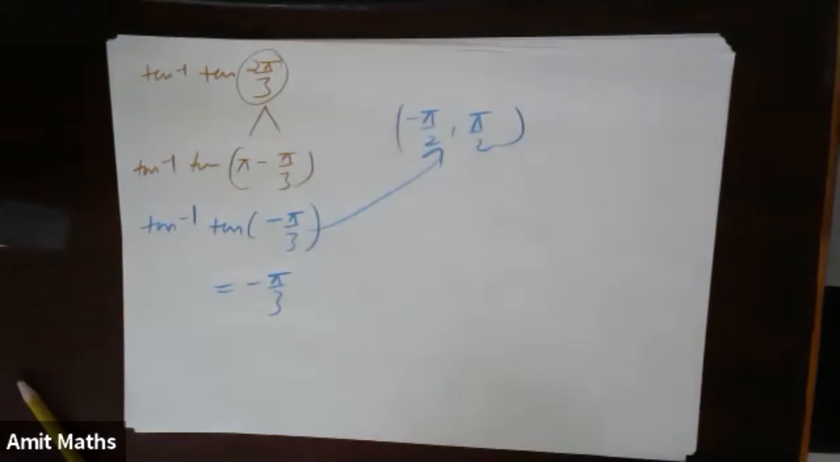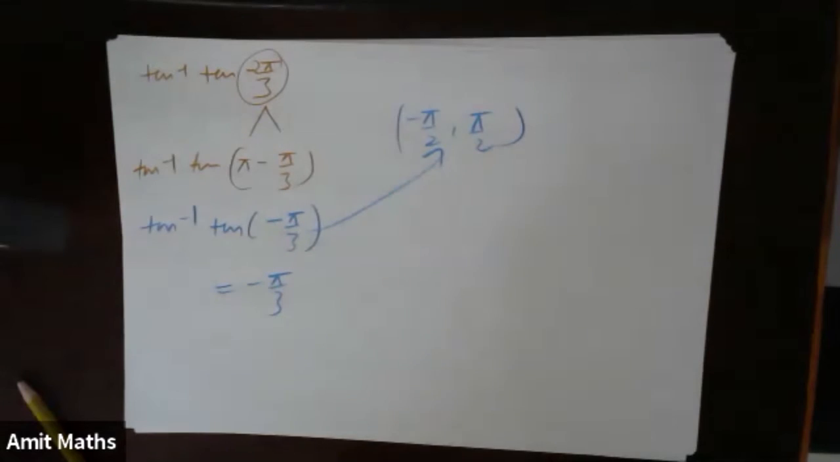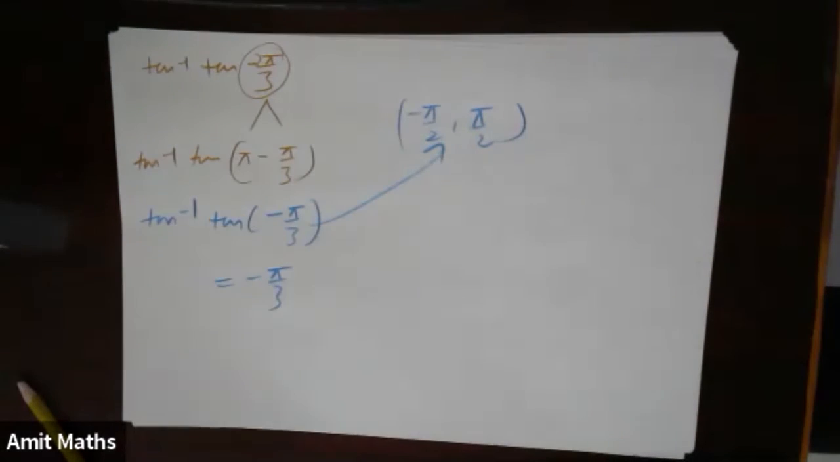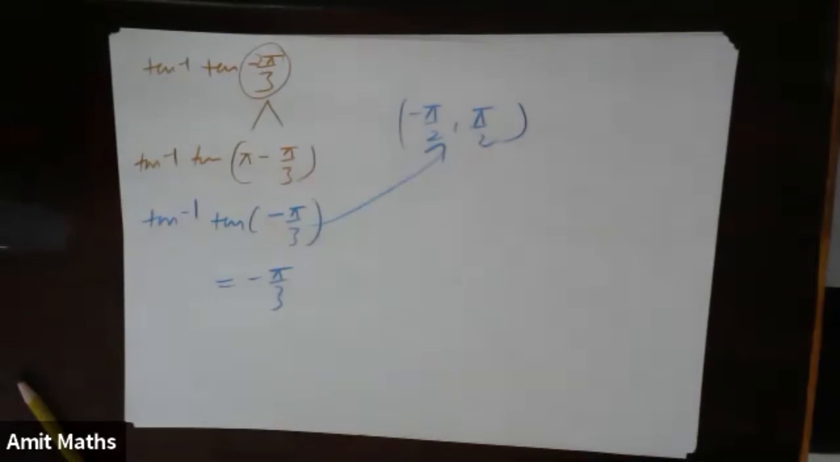Very good. Excellent. You guys understood. Very good. Because it is in range for minus pi by 2 to pi by 2. Yes. Very good. Excellent. Okay. By this part everybody understood? Fine. This is simple.